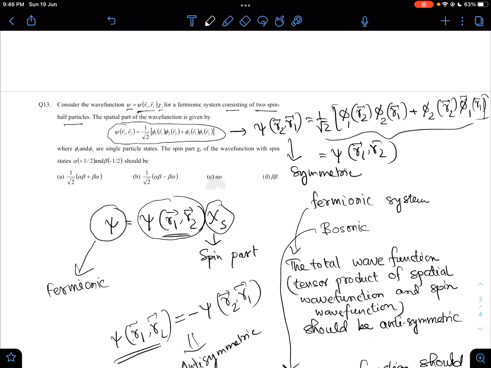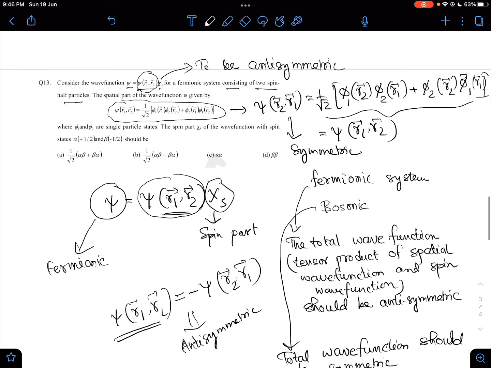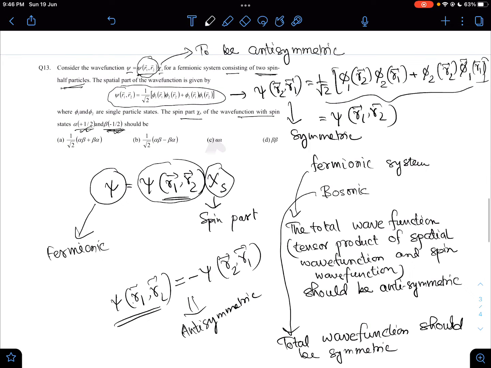Since this is a fermionic system, if this part is symmetric, then we must have the spin part antisymmetric. So the spin part of the wave function with spin states alpha and beta: this is a system of two spin-half particles, so obviously these can have plus minus half values. So what should be the spin part?